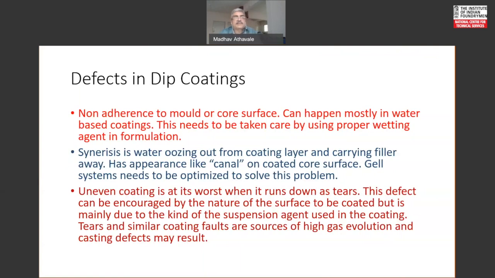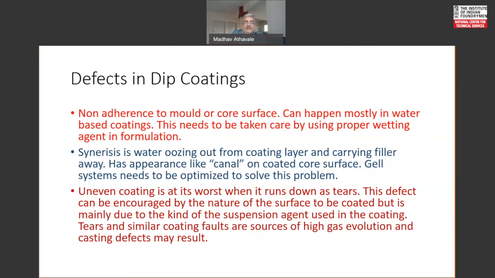Now, syneresis is another defect in which water oozes out from the coating layer and it carries filler away, almost like a canal on the core surface. So that is an indication that the gel system needs to be optimized. Our people who do the formulations, they call it control over flocculation, deflocculation tendency of the gellants.